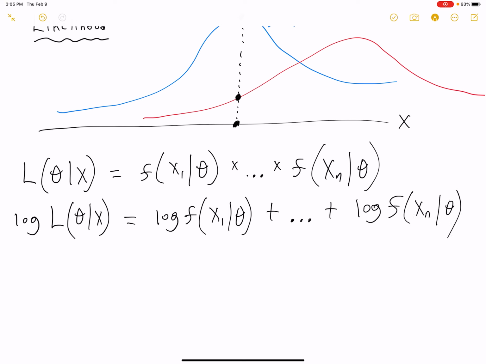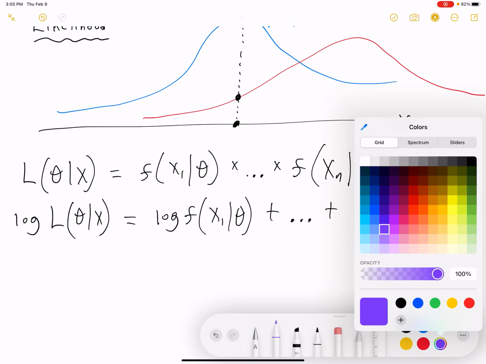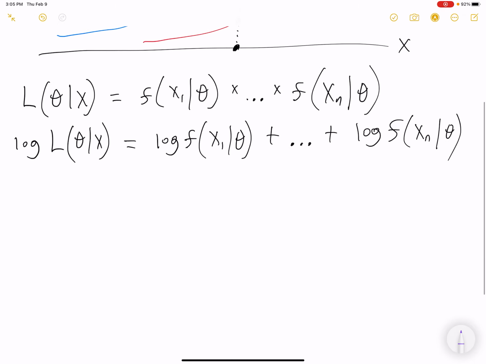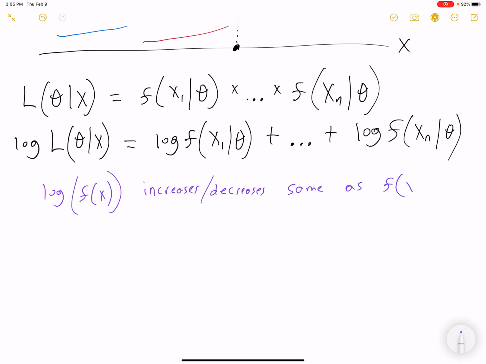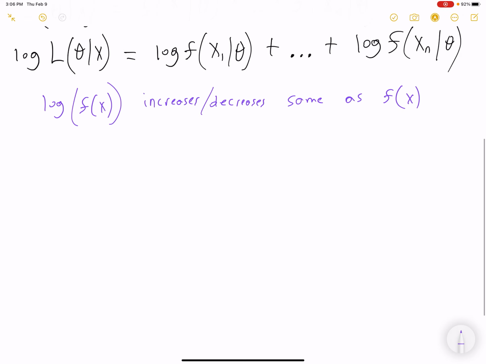And the reason we can do this, and we'll see this again and again, including today, is that the log of any function increases and decreases the same as the function itself. That is useful when we're taking the max or min of something, because we just care about where the max or min is, rather than necessarily what the exact max or min value is. And we'll see that a little bit more concretely in a second.